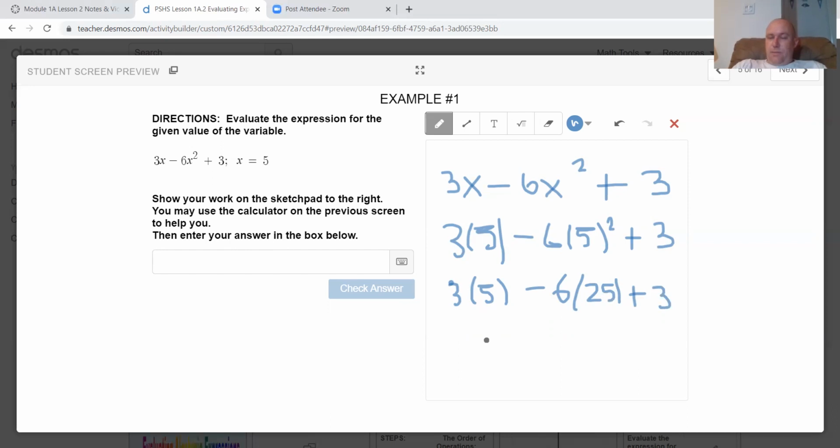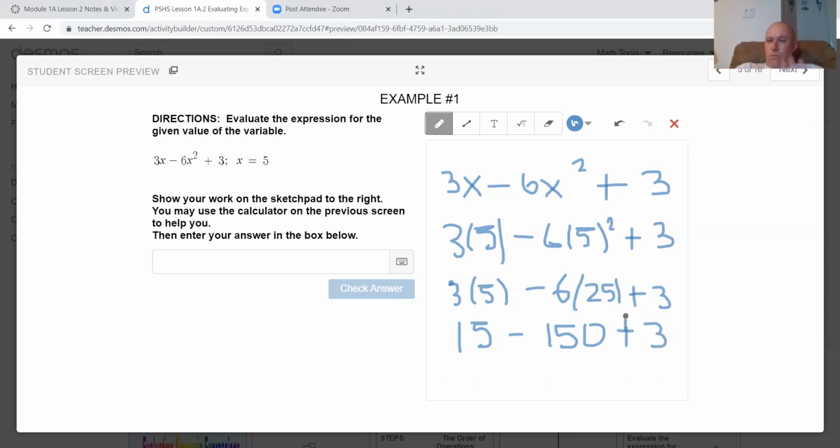And then next one is multiplication and division. So when they're next to each other, that means multiply. So 3 times 5 is 15. 6 times 25 is 150. Obviously, you can just use a calculator if you're not sure for these. And then the last one is add 3.